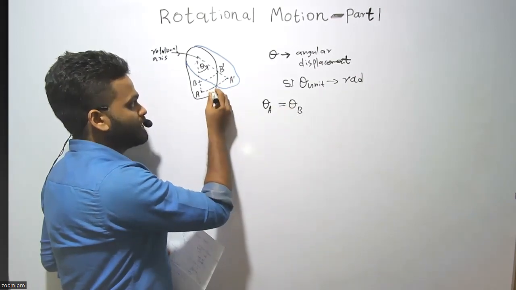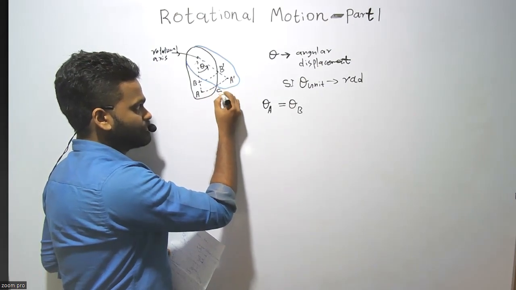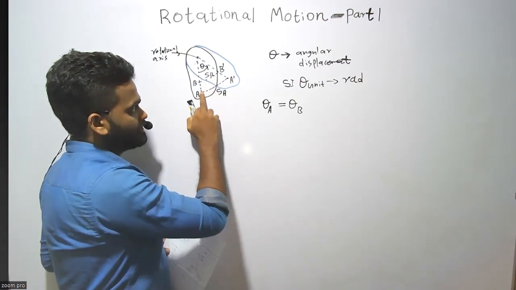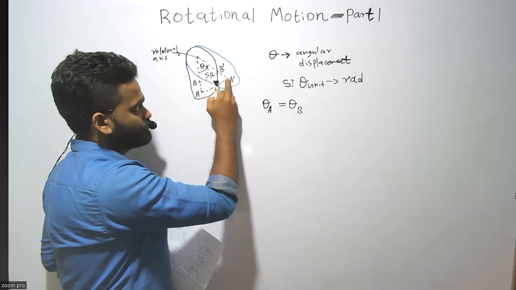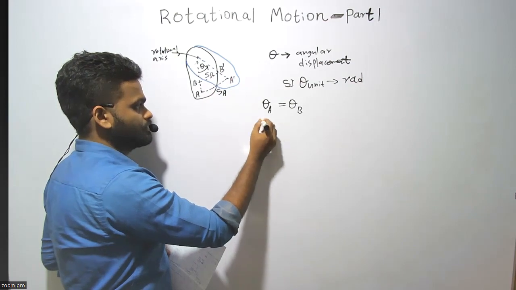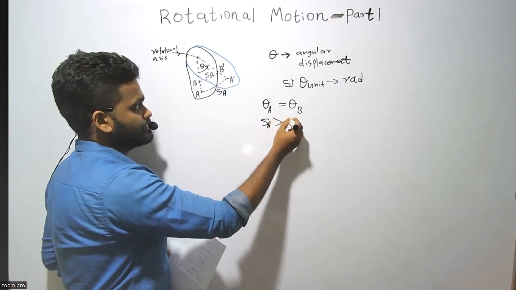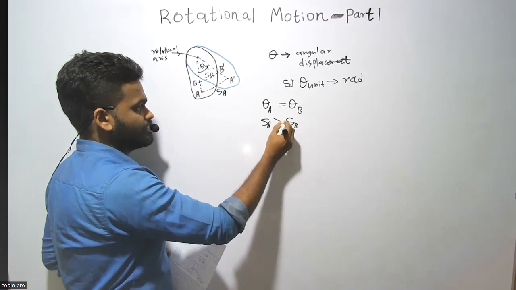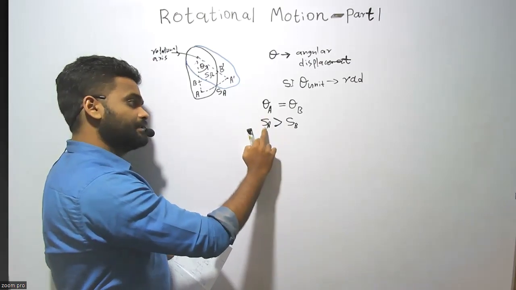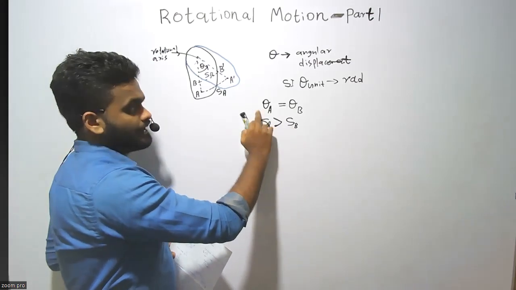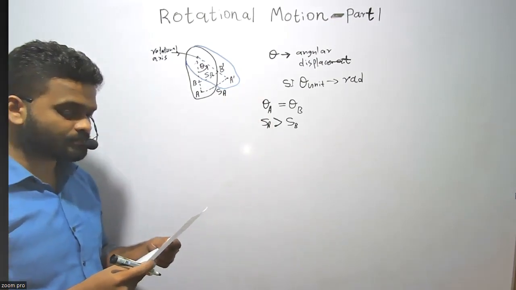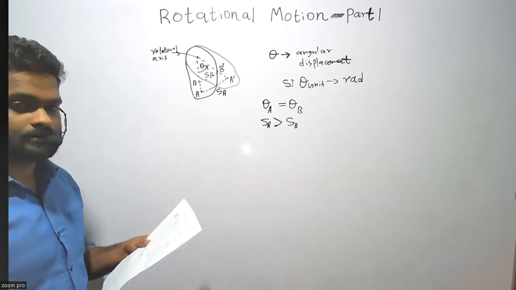But the distance it travels is not the same, right? Let's say this distance is SA and this distance is SB. Clearly you can see that this point moves a longer distance and this point a shorter distance. So SA is larger than SB. These distances are not the same, but the angular displacements are the same. That is a very important point that you have to understand. Right. Take it down.